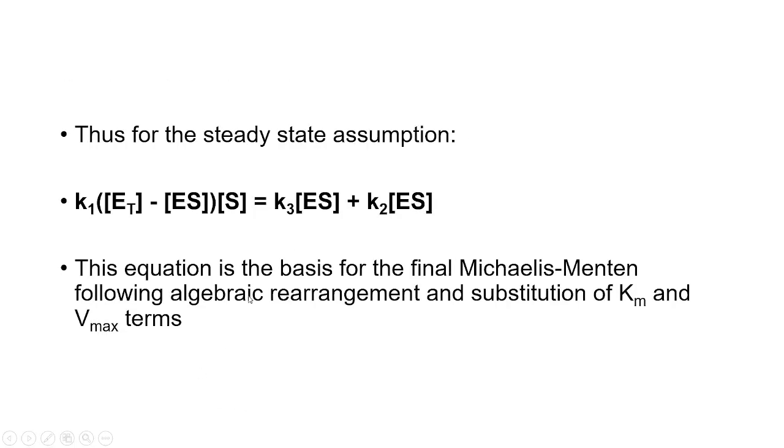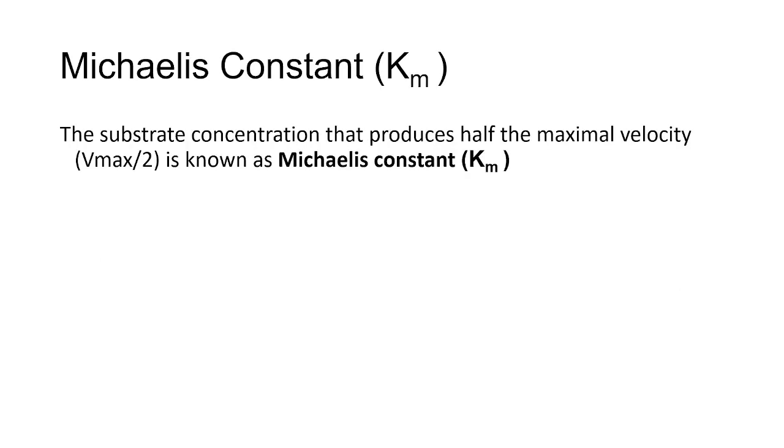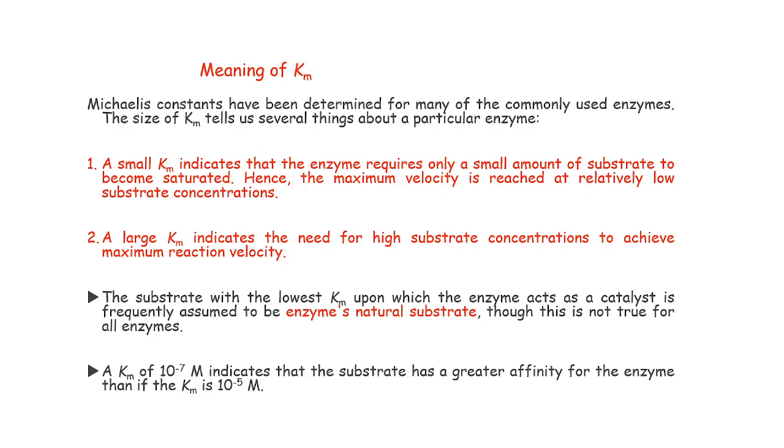Now, this equation is the basis for the final Michaelis-Menten equation, following algebraic rearrangement and substitution of the Km and Vmax terms. So the Michaelis constant, or Km, is the substrate concentration that produces half the maximal velocity, that is Vmax by 2. It is called the Michaelis constant. So what is the significance of this?